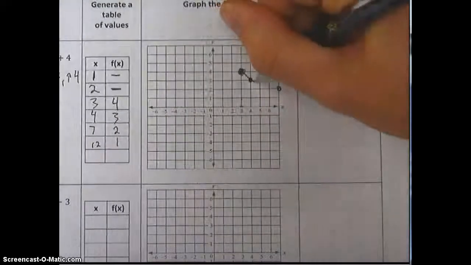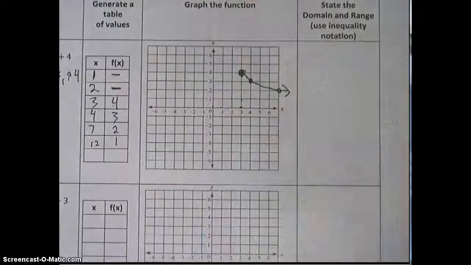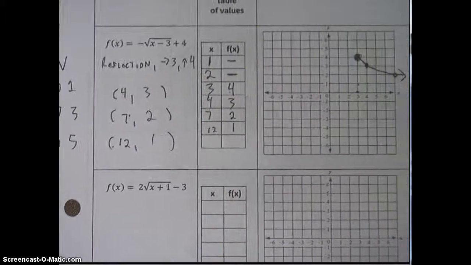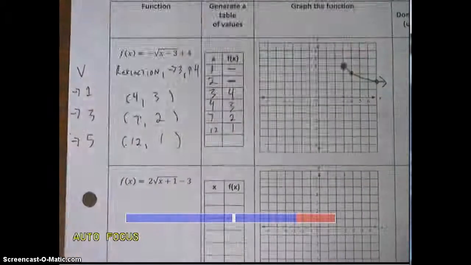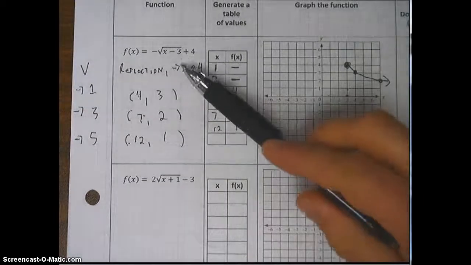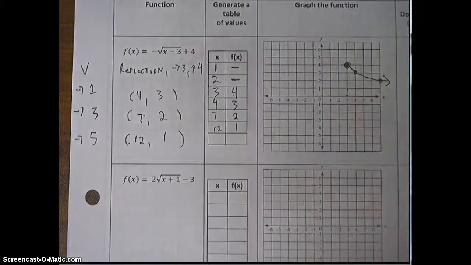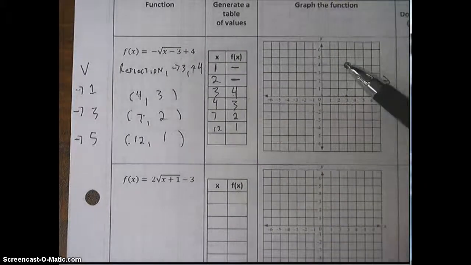To make it a square root function, don't forget to put an arrow at the end of the curve there, because that thing's extending out forever. So let's just talk about the process one more time before we do the domain and range. The important thing to do, find the vertex first. Right 3, up 4. From 0, 0, that's right 3, up 4.